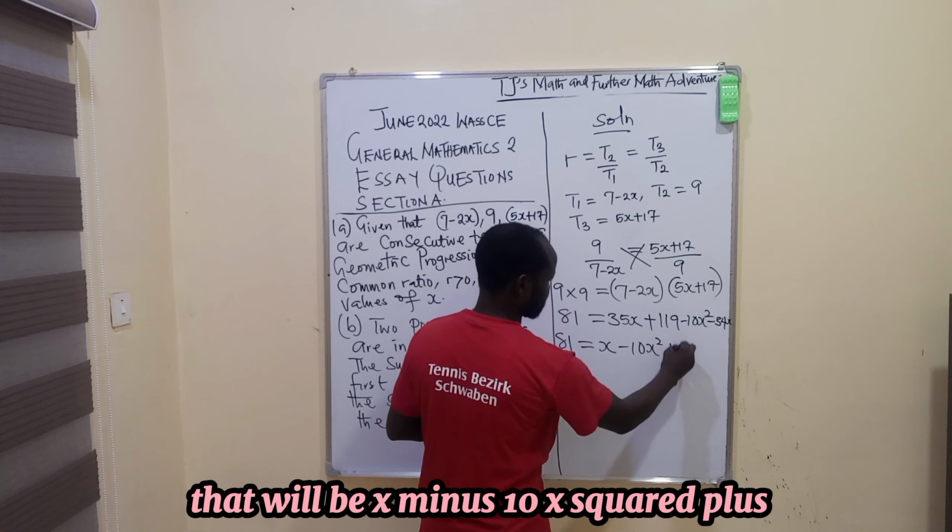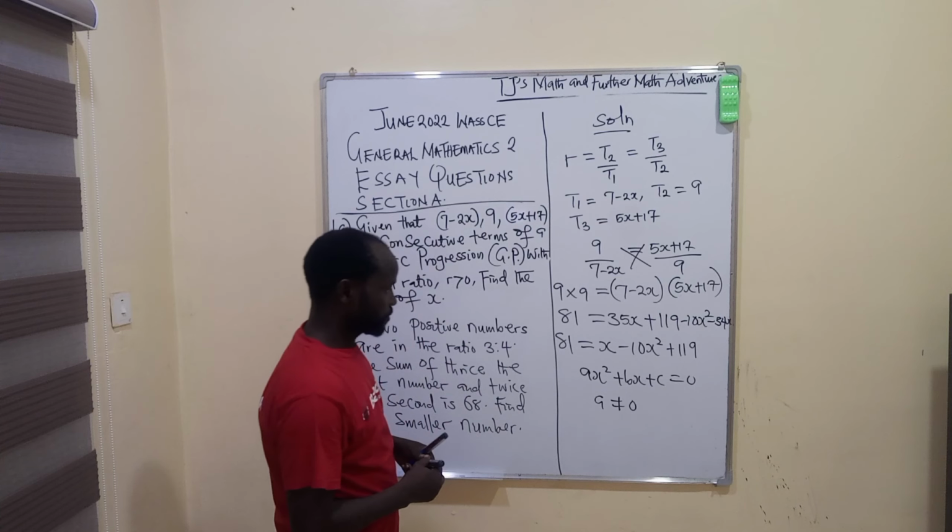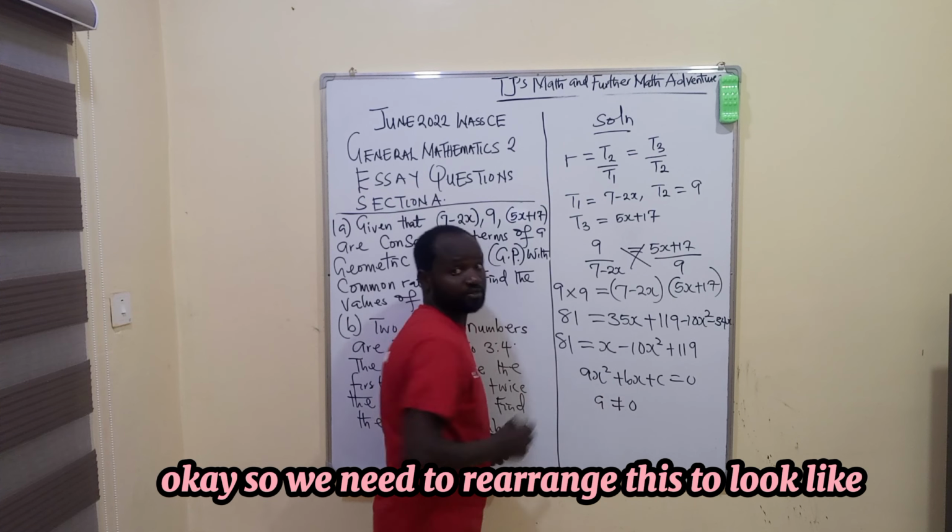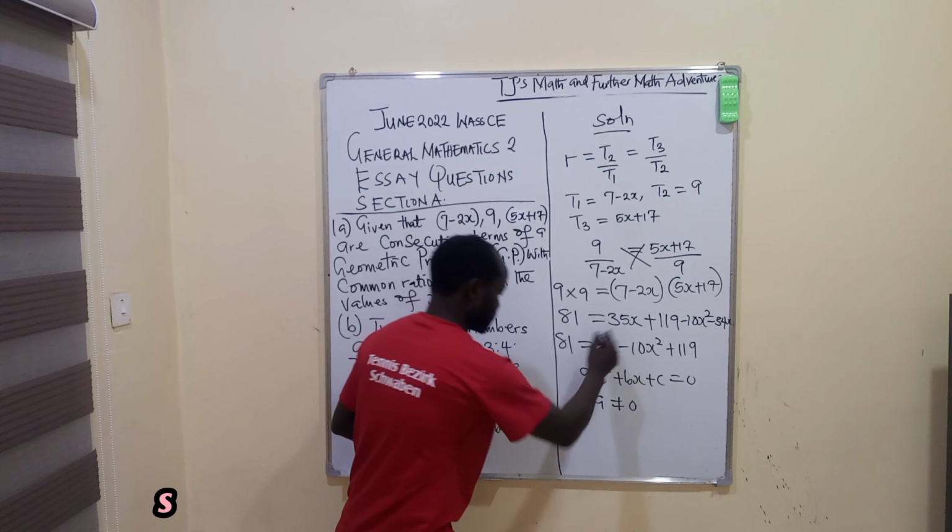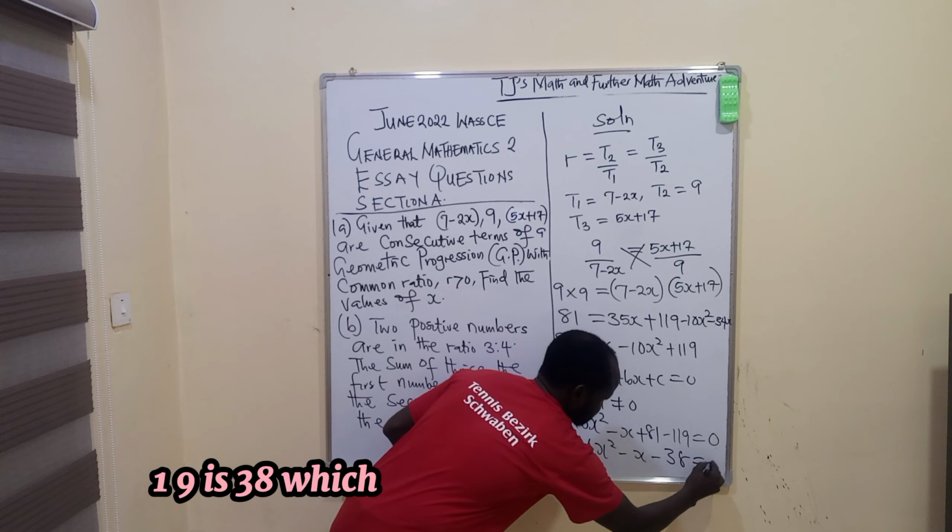So clearly here, this is a quadratic equation because the highest power here is 2. A quadratic equation is of the form ax squared plus bx plus c equals 0, given that a will never be equal to 0. So we need to rearrange this to look like this quadratic form. This will be 10x squared minus x plus 81 minus 119 equals 0. So this will be 10x squared minus x minus 38 equals 0.